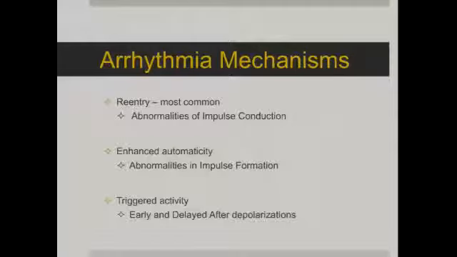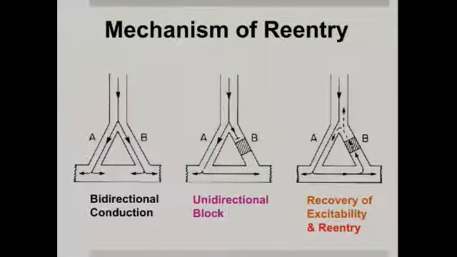And then triggered activity, you can have early or delayed. Most of these are with electrolyte abnormalities or drugs. So with reentry, the most common is bidirectional conduction. So it can go both ways. It's going around the circuit one way or the other way. It can go both, and all you need is an extra beat to set off the circuit.